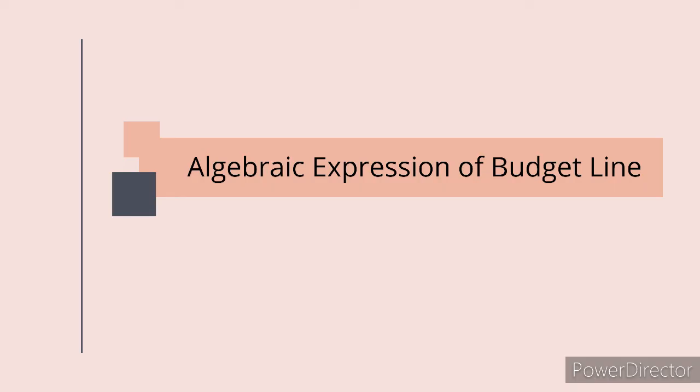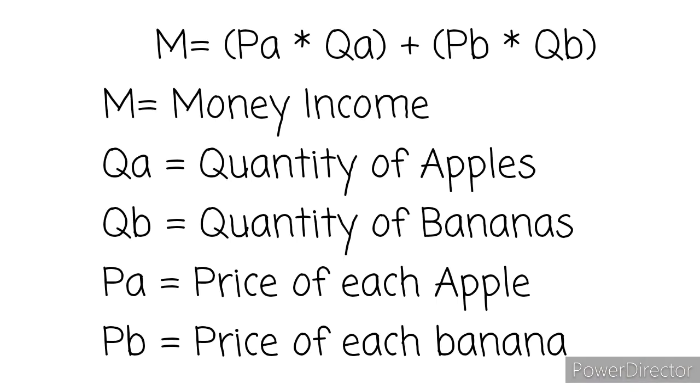Now see the algebraic expression of the budget line. M equals PA into QA plus PB into QB. What's M? M is the money income. QA is the quantity of apples. QB is the quantity of bananas. PA is the price of each apple and PB is the price of each banana. So let's see it from the schedule.